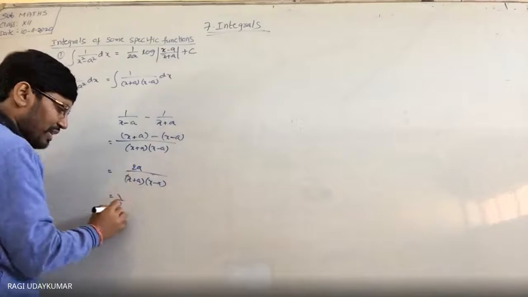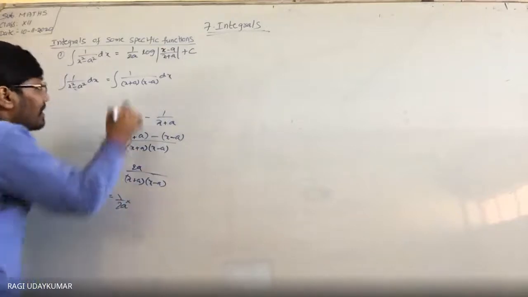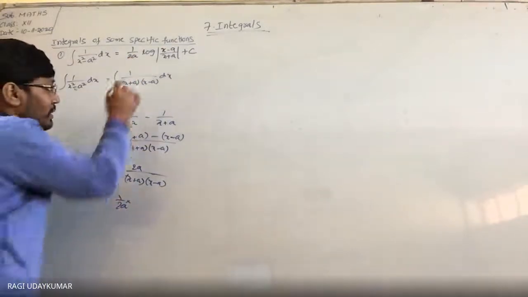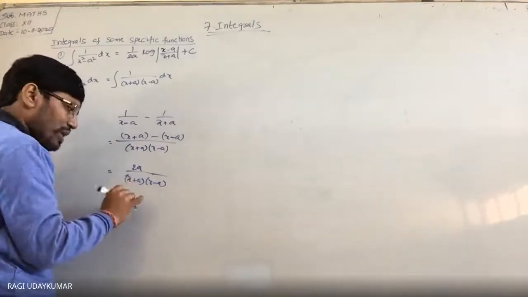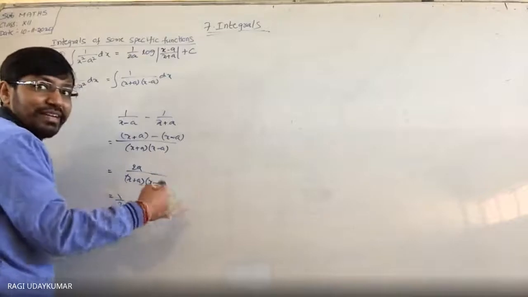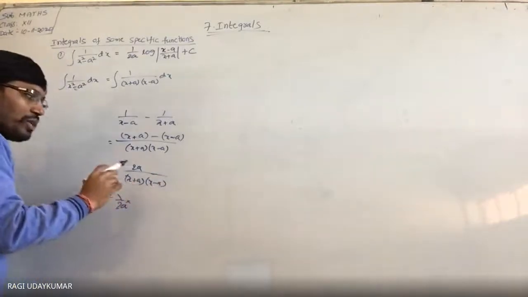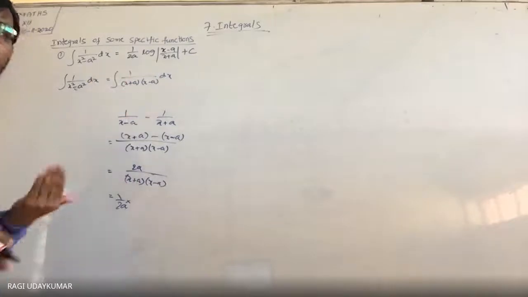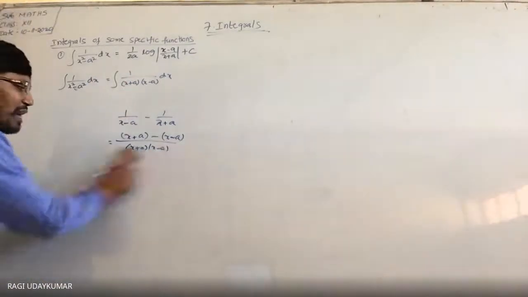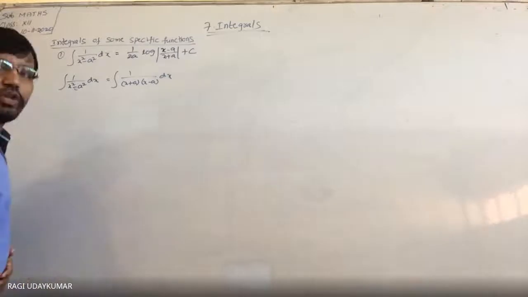So this can be written as 1 by 2a. We want this one, so we have to modify it. We need this, so we divided it by 1 by 2a. Then you are going to get this one. So like this you have to motivate yourself. So why do you multiply 1 by 2a in the numerator and denominator?